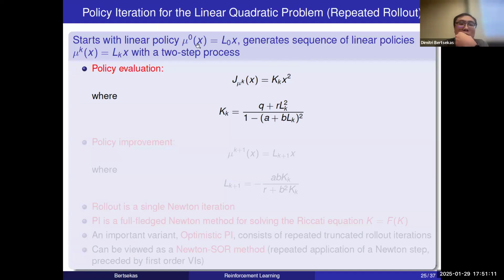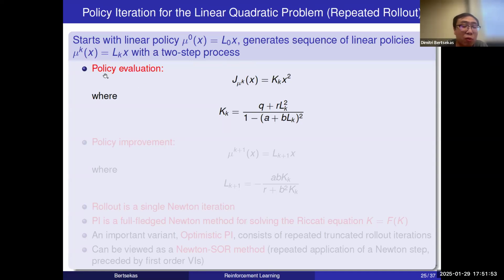Given that rollout is one Newton step, and policy iteration, in fact, is repeated rollout, whereby each iteration of policy iteration is one Newton step. So it's a full-fledged Newton step applied to solve the Bellman's equation, or in the linear quadratic problem, the Riccati equation. It starts with a linear policy mu0 equal to L0x. It generates a sequence of linear policies with a two-step process.